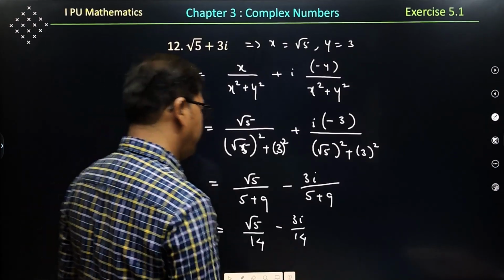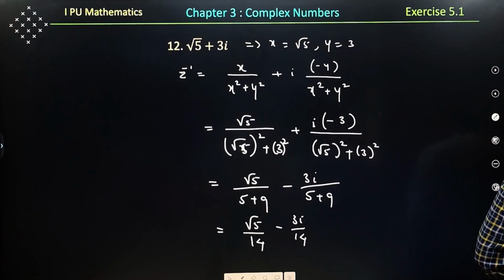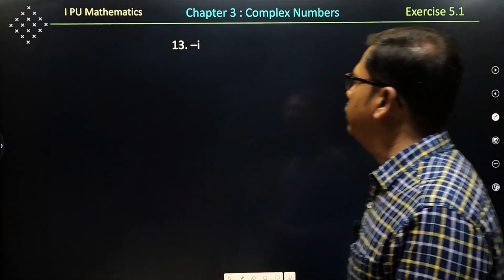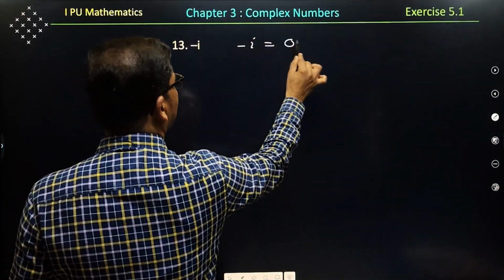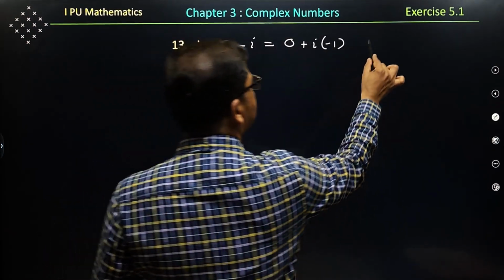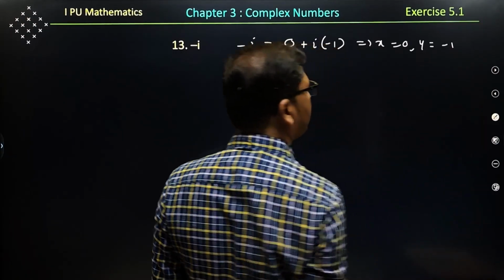Let us check the answer. Root 5. Yes, it is correct. Next question, a very simple, very easy question is there. Minus I is there here. Minus I can be written as 0 plus I into bracket minus 1. So x value is 0 and y value is minus 1.